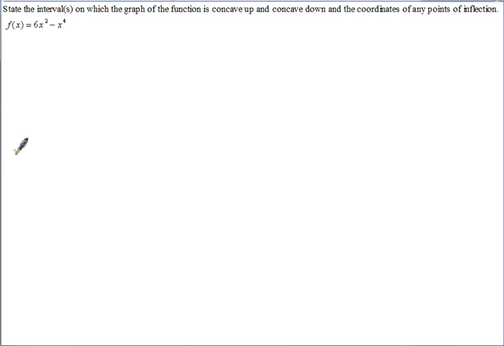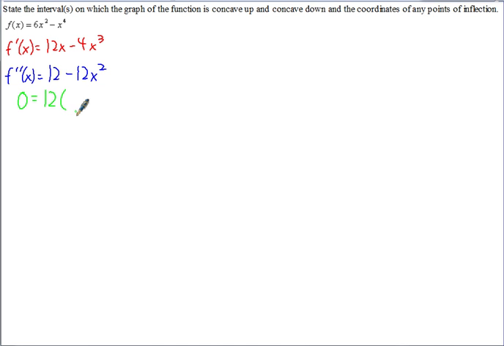This one says, state the interval or intervals on which the graph of the function is concave up and concave down, and the coordinates of any points of inflection. Both of those come from the second derivative. Let's go ahead and take the first derivative first. So f prime of x would be 12x minus 4x cubed. And then the derivative of that, f double prime of x, would be 12 minus 12x squared. In this case, you can see the second derivative wouldn't be undefined anymore, but it could be 0. So we set it equal to 0 to find our possible points of inflection.